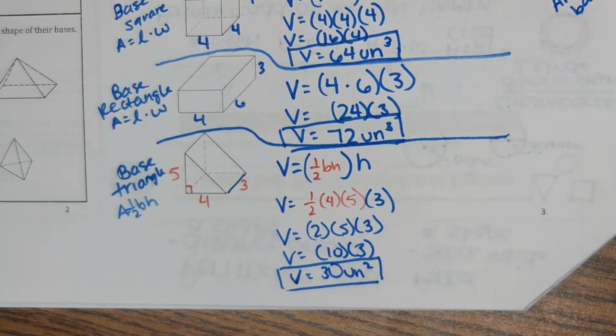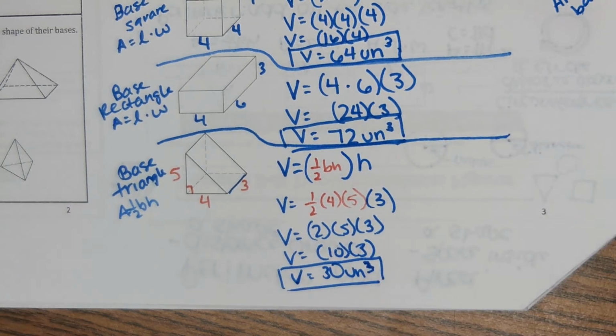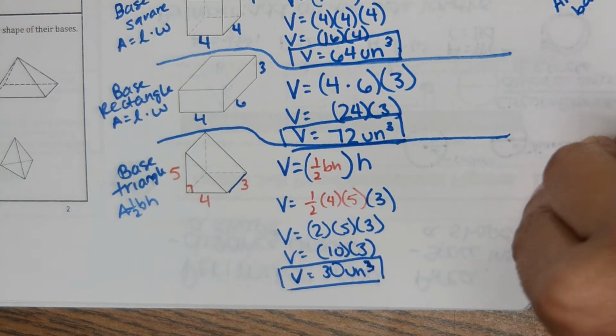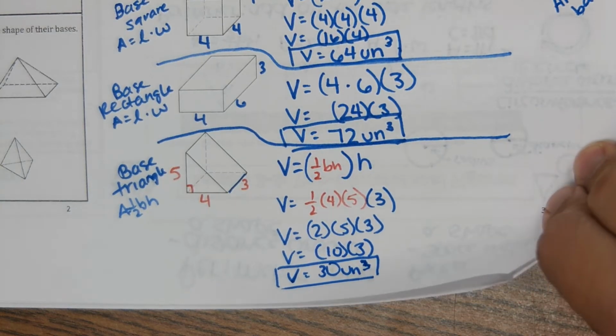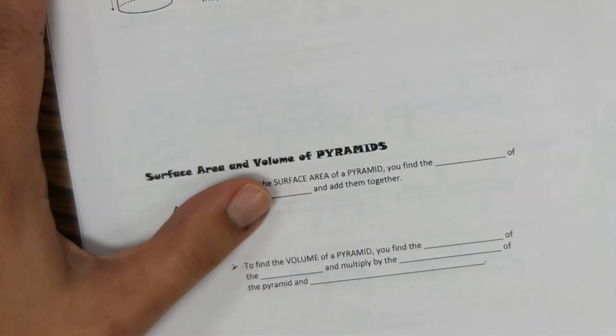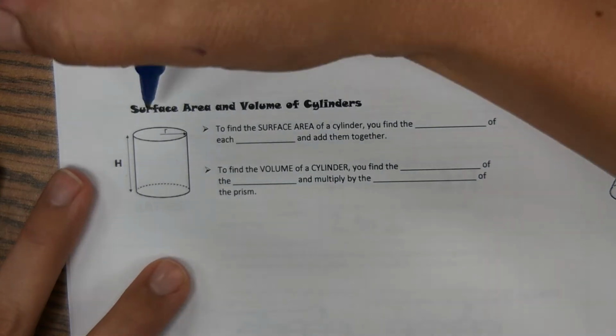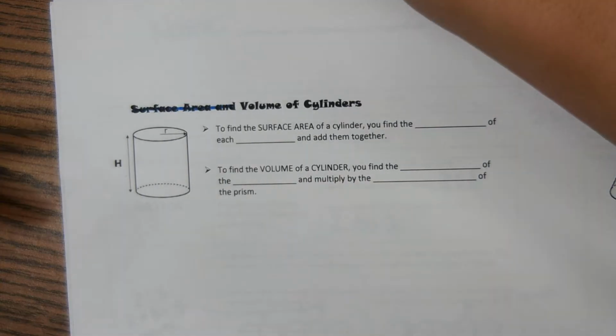Volume A is 30 units cubed. Okay, and then when you're ready, we're going to flip to the next page. Okay, so here we have a cylinder. Remember, we're not doing surface area right now, so you can cross that out.